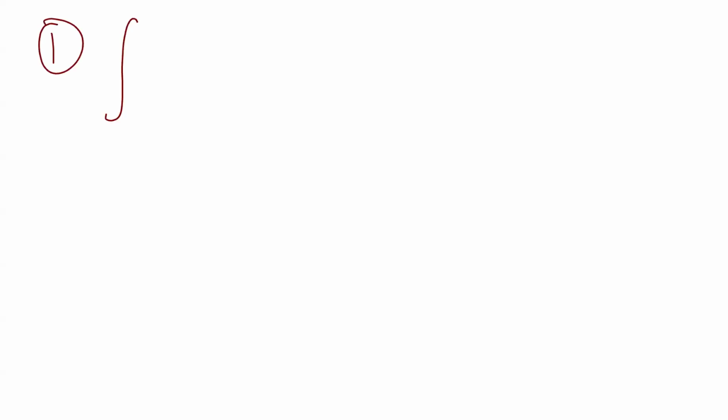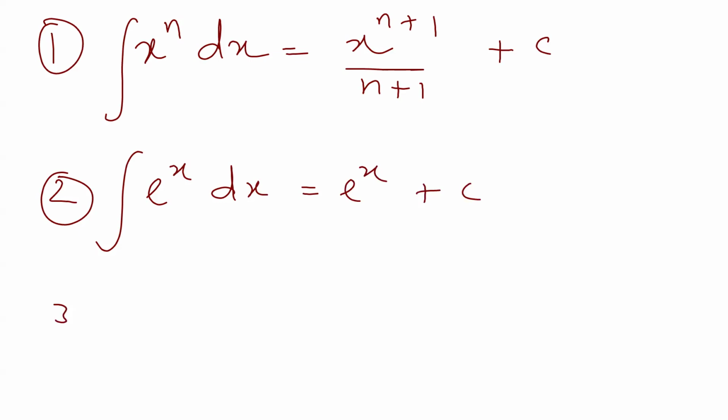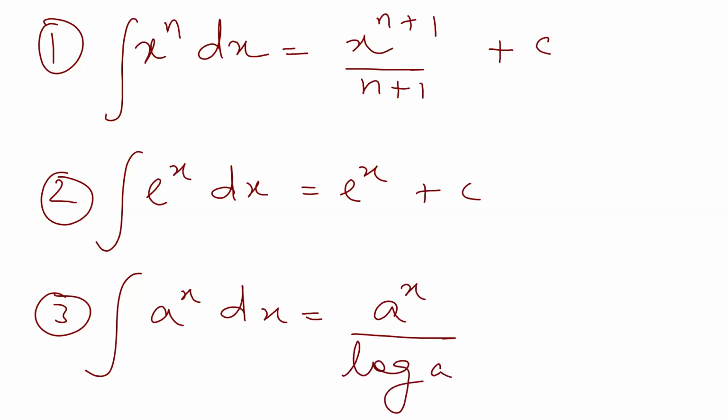First one, integration of x raised to n dx is equal to x raised to n plus 1 upon n plus 1 plus c. Now what is this plus c? I will give you an explanation later on. You just copy this. Integration of e raised to x dx is equal to e raised to x plus c. e is Euler's constant, you all know that. Integration of a raised to x dx is equal to a raised to x upon log a plus c. First three formulae.